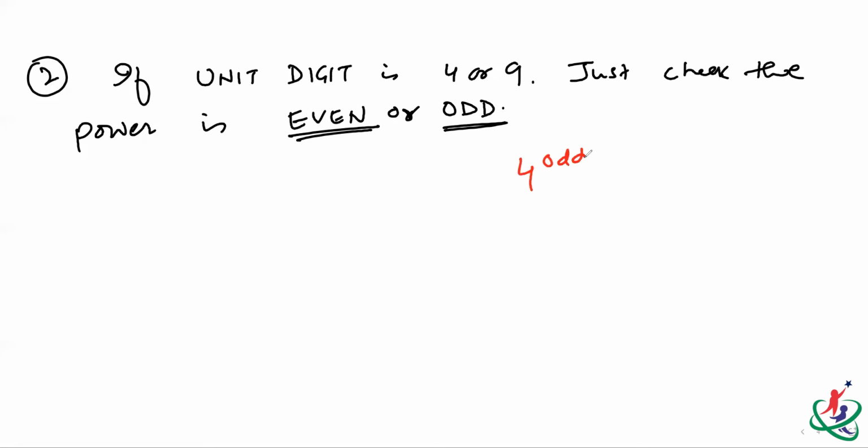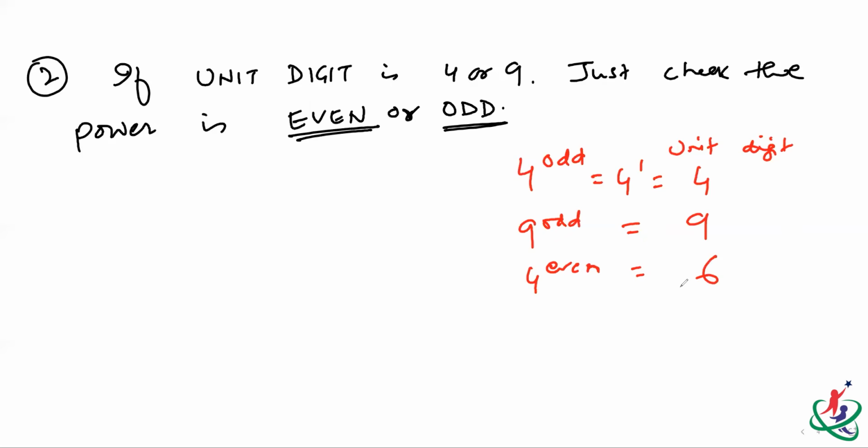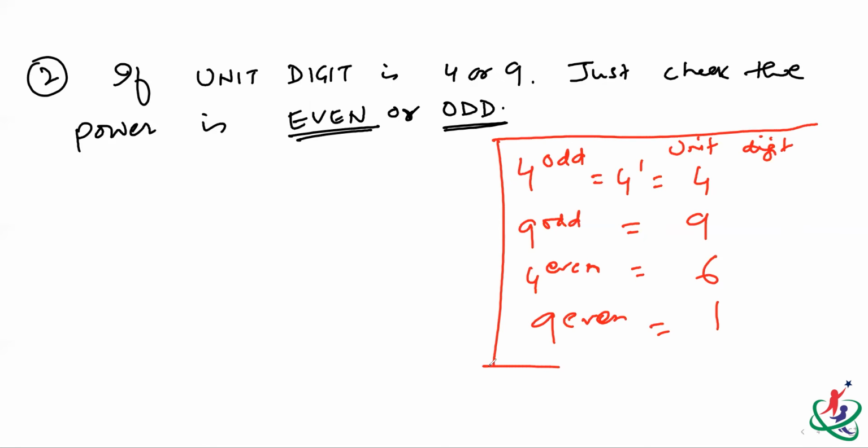4 की power odd, assume 1 as odd, so 4 की power 1 becomes 4 unit digit. You don't need to mug up this. Similarly, 9 की power odd will also give you 9 as unit digit. If 4 की power even, 4 square, that is 16, so unit digit becomes 6, and 9 की power even, 81's 1, so unit digit 1. So you just need to do it and your job is done.